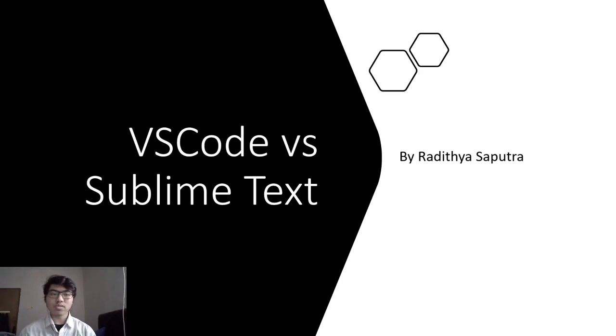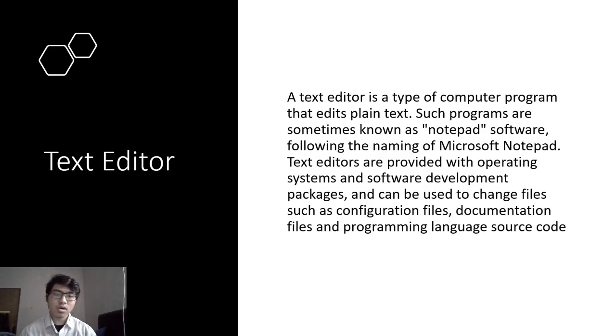Before I get started, I want to explain what a text editor is first. A text editor is a type of computer program that edits plain text. Text editors are provided with operating systems and software development packages, and can be used to change files such as configuration files, documentation files, and programming language source code.